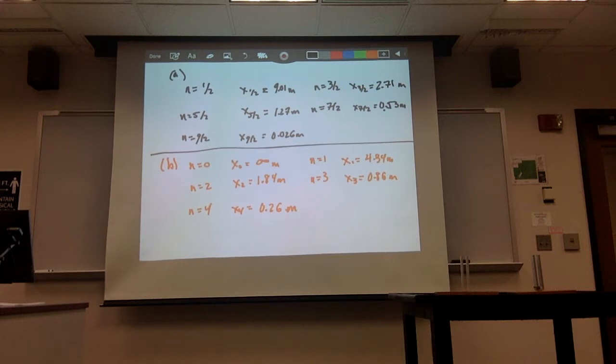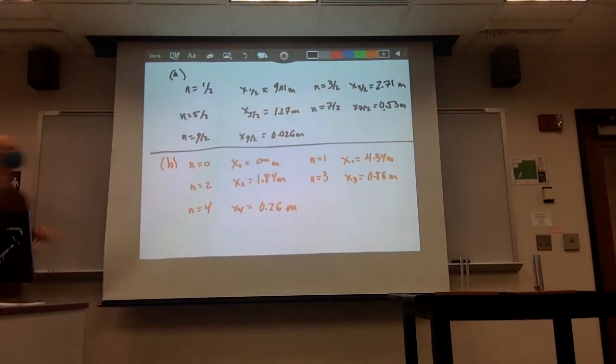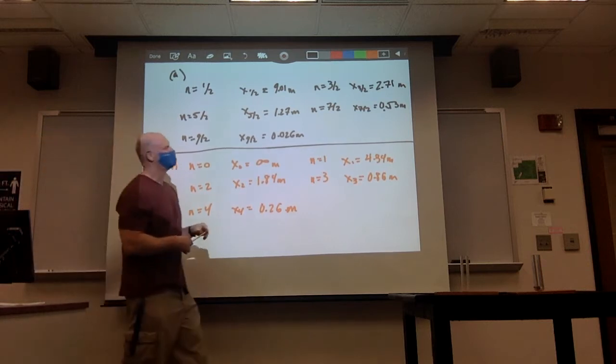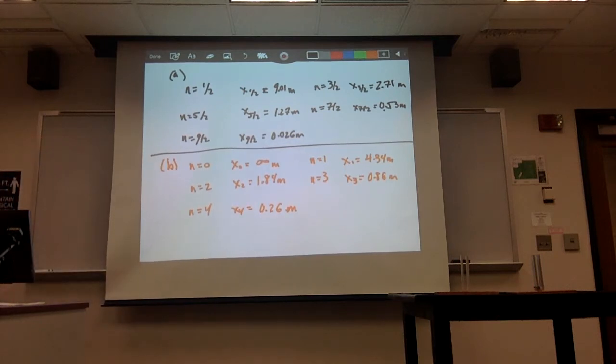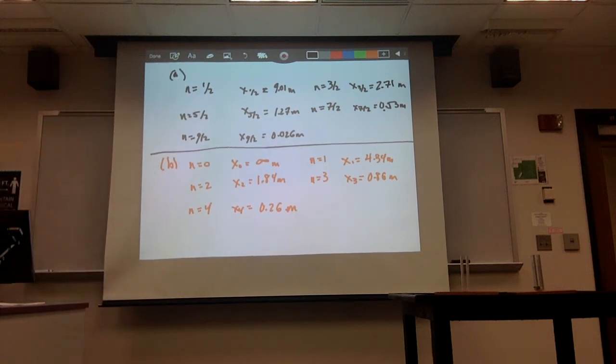These are the results. For destructive interference, start off with n equal to 1/2. We get the location at 9.01 meters. For n equal to 3 halves, it's 2.71 meters. For n equal to 5 halves, it's 1.27 meters. For n equal to 7 halves, it's 0.53 meters. And for 9 halves, it's 0.026 meters. After that, we get into negative numbers, so we just stop. So 9 halves is the smallest possible positive value.